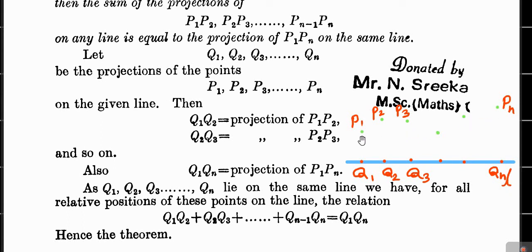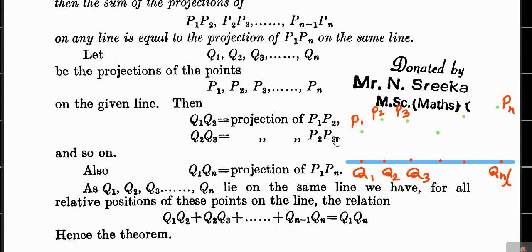Let us suppose that the projection of P1 on the line L is Q1, projection of P2 on line L is Q2, projection of P3 on line L is Q3 and continued up to the projection of Pn on line L is Qn. If it is so, then the projection of P1 P2 will be the segment Q1 Q2. Projection of P2 P3 will be the segment Q2 Q3, and continued, projection of Pn minus 1 to Pn will be the same as the Qn minus 1 to Qn segment.